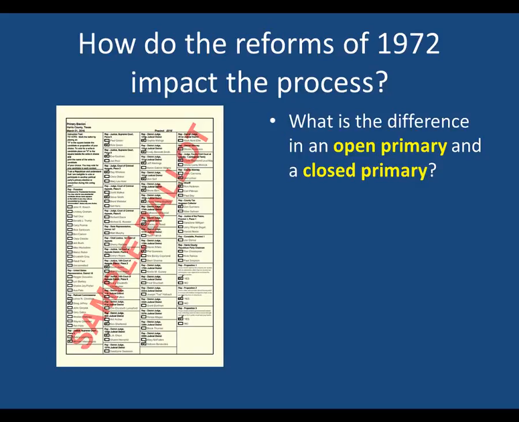Prior to 1972, a lot more states had a caucus and very few states had primaries. Post 1972, it's the opposite. More states conduct a primary, fewer states conduct a caucus, though they both still exist, they just look a little bit different, okay? So our state has a primary. Like I said, that's the bulk of what most states do, and there are two kinds of primaries. We have an open primary and a closed primary.